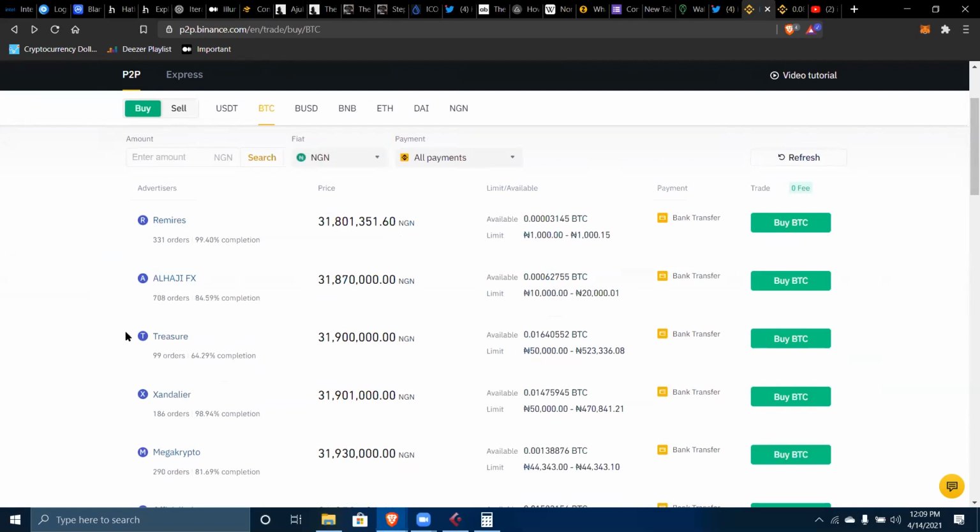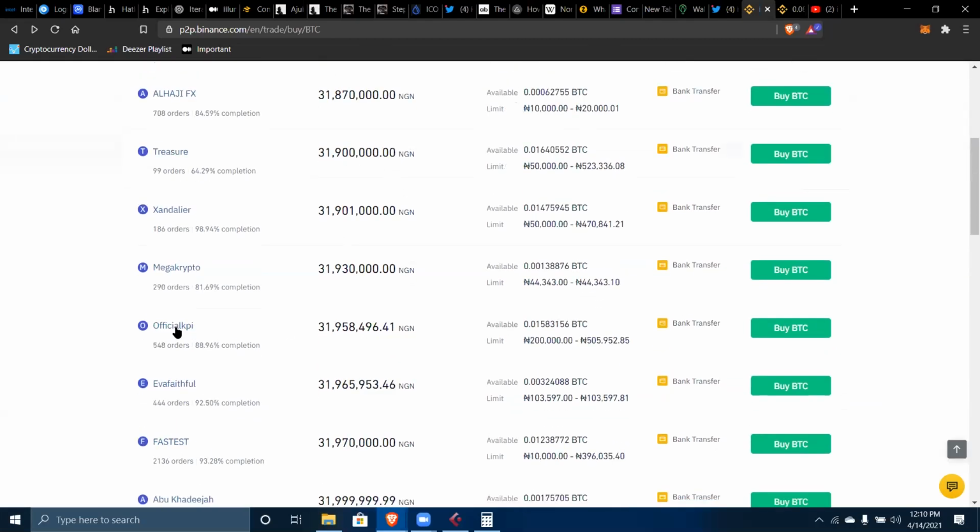It's stressful. But I come over to Treasure and I see that Treasure is selling minimum 50,000 naira, maximum 523,000. And I would like to buy 500,000 naira worth. I can buy from this person. You see, so every trader has their limits. The smallest amount they are selling, the biggest amount. This one, for example, the smallest amount he's selling is 200K.